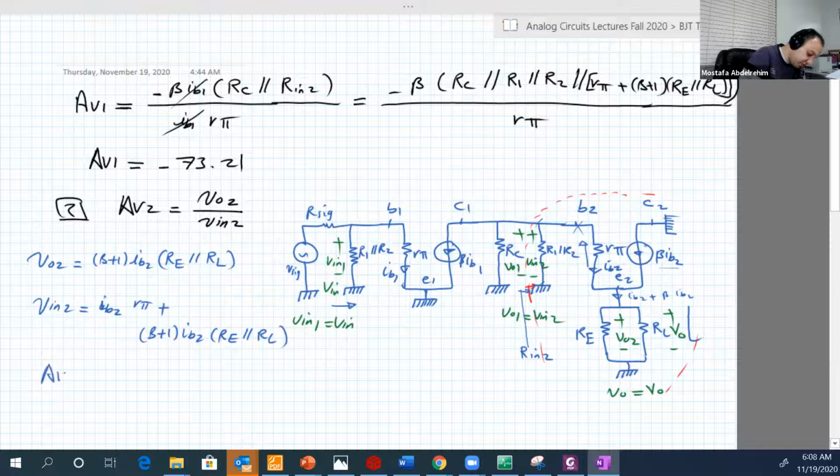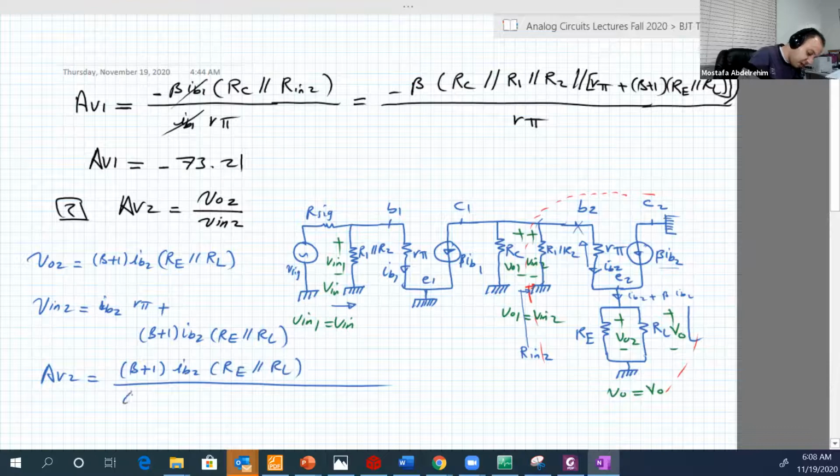So AV2 equal to VO2, which is beta plus 1 IB2 RE parallel RL, over IB2 R pi plus, same as the numerator, beta plus 1 IB2 RE parallel RL.